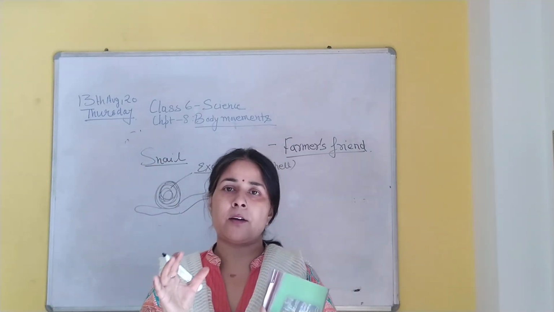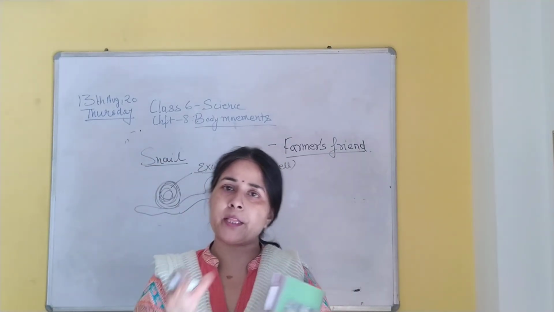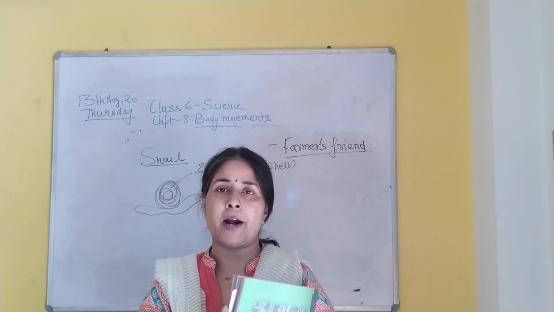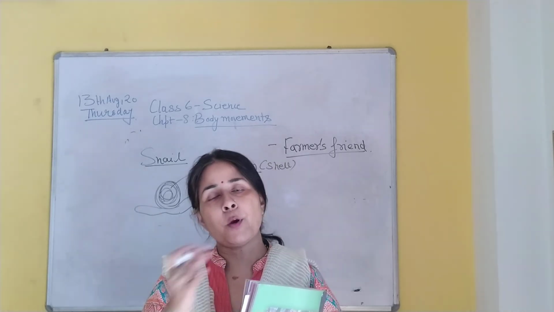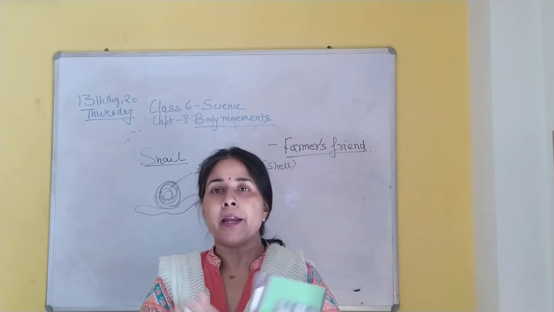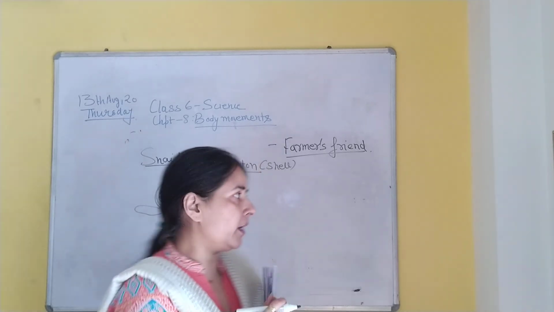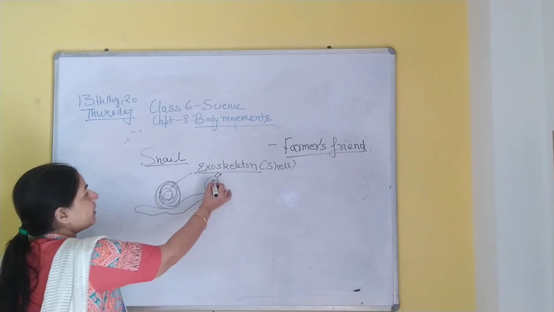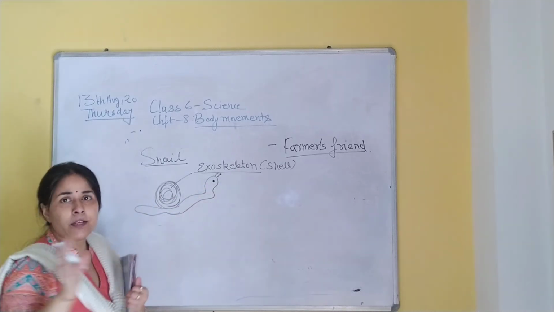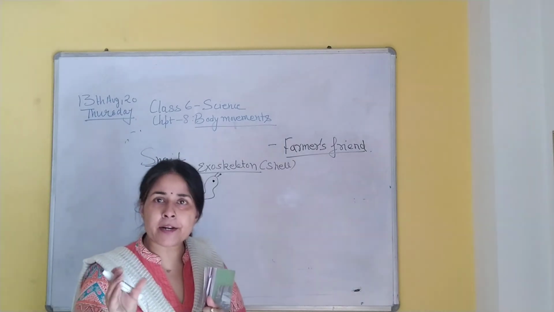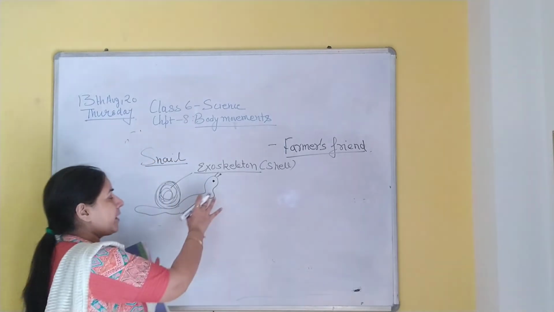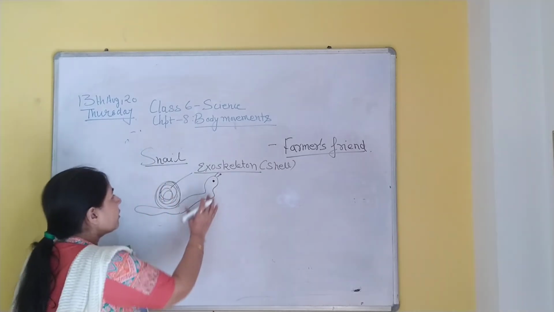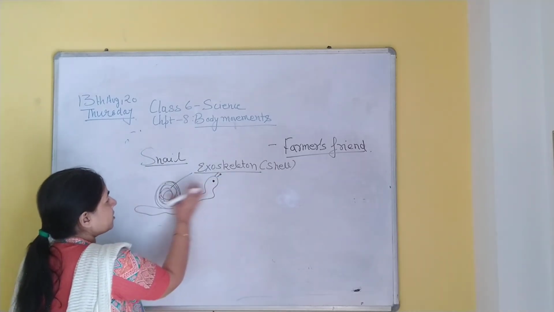This external covering is the exoskeleton; exo means outside, skeleton means the hard part of the body. But it is outside, so it does not help in any movement. It just protects the snail, because when the snail feels a predator, a bigger insect or a bird comes to eat it, it just goes inside the shell.